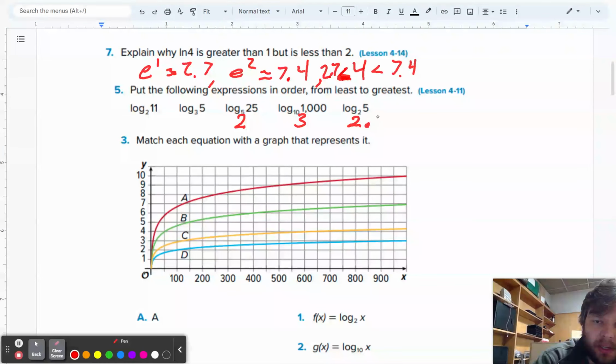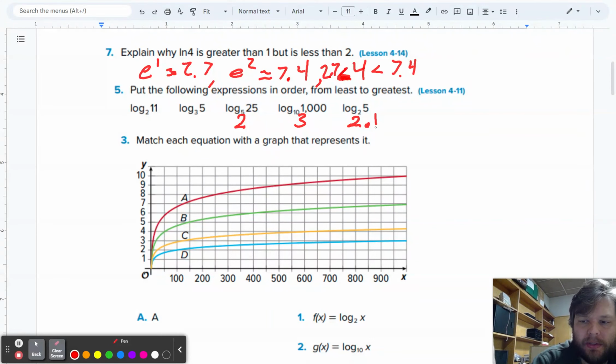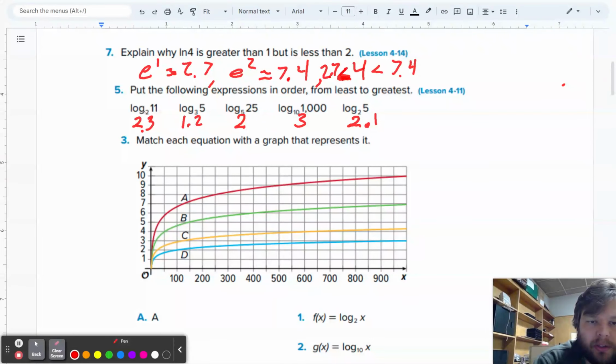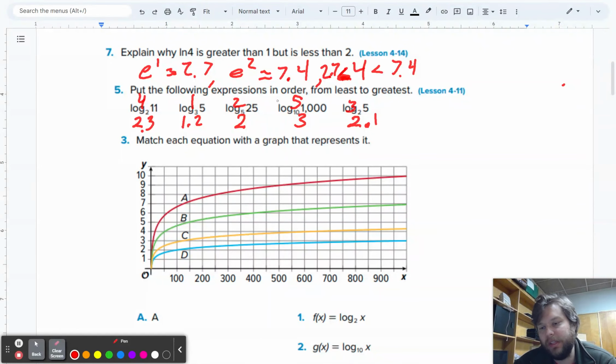So 5 is a little bit bigger. I'm just going to say 2.1. It might not be really 2.1. I'm just writing down it's a little bit bigger than 2. I know that log base 3 of 5 is bigger than 1 because log base 3 of 3 would be 1, but it's smaller than 2. So I'm just going to write like 1.2 here. And log base 2 of 11 is bigger than 3 because 2 to the third is 8. So I'm going to say 2.3. And so then we can put them in order. So this is the smallest, and then the second, and then the third, and then the fourth, and then the fifth. You can obviously also use a calculator.